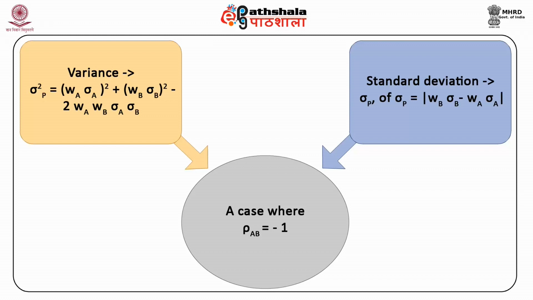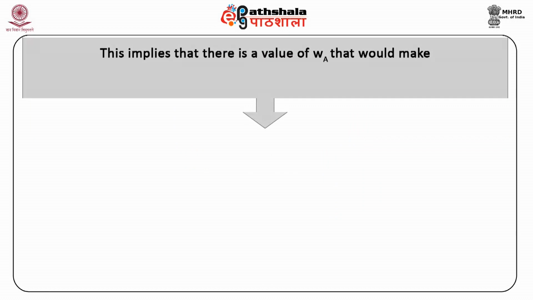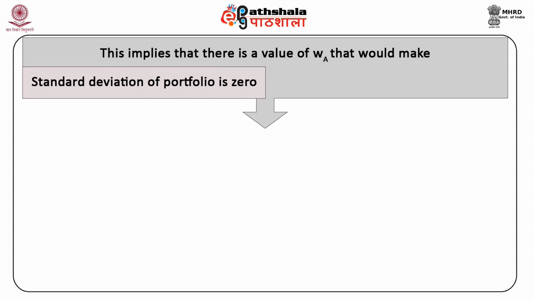sigma P is equal to absolute of WB into sigma B minus WA into sigma A. This implies that there is a value of WA that would make the standard deviation of the portfolio equal to 0 or make the portfolio risk-free.